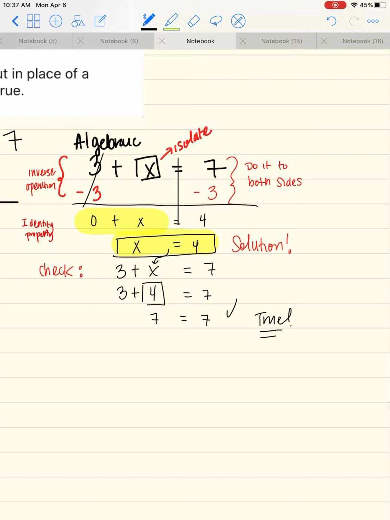If you were to substitute another number for x, and let's say you put 5 instead, well, now you have 3 plus 5. 3 plus 5 is 8. 8 does not equal 7. Therefore, that would make the equation false, right?